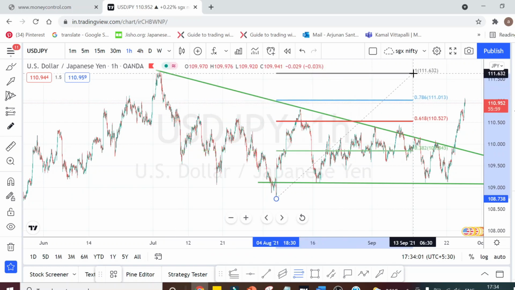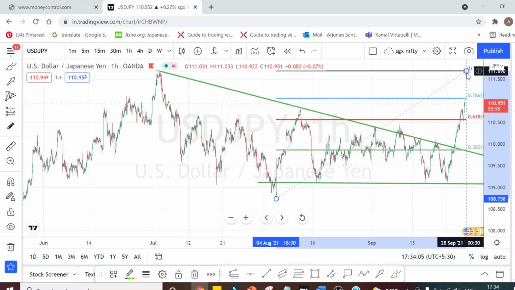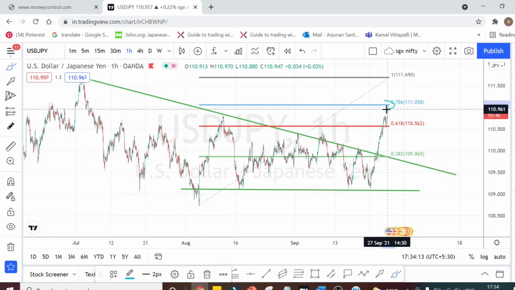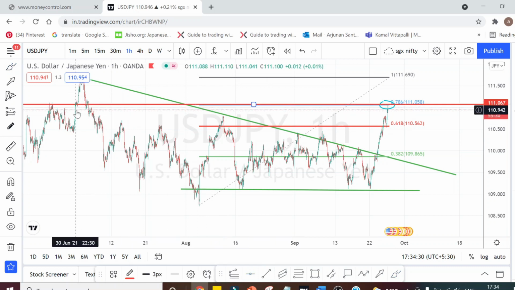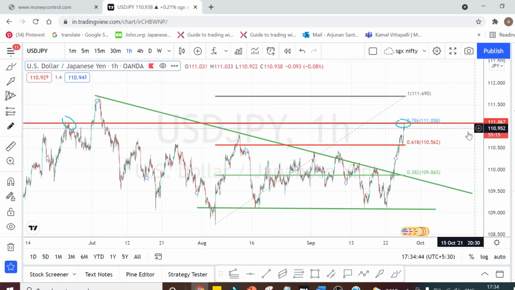So here I'm taking a Fibonacci value. You can notice that in the Fibonacci, it has exactly reached 0.786 at this point. And you can notice also this was a resistance area previously. So it is exactly stopping at a resistance area.